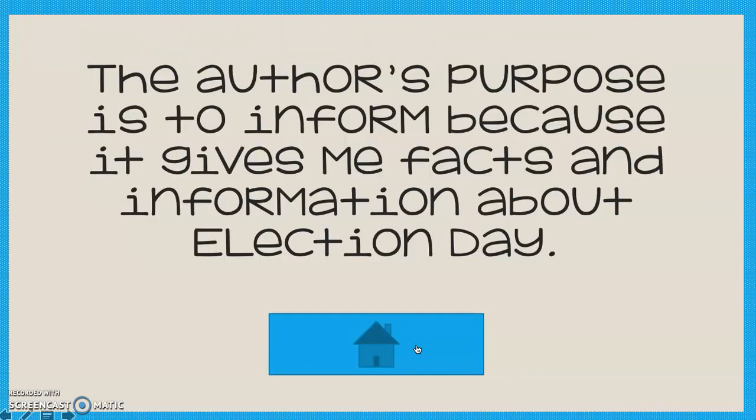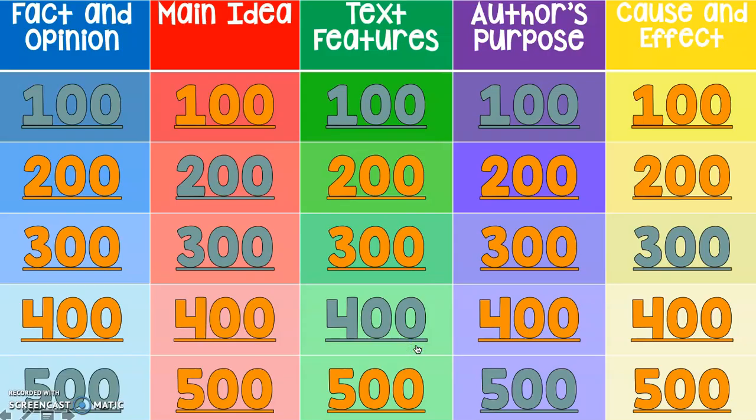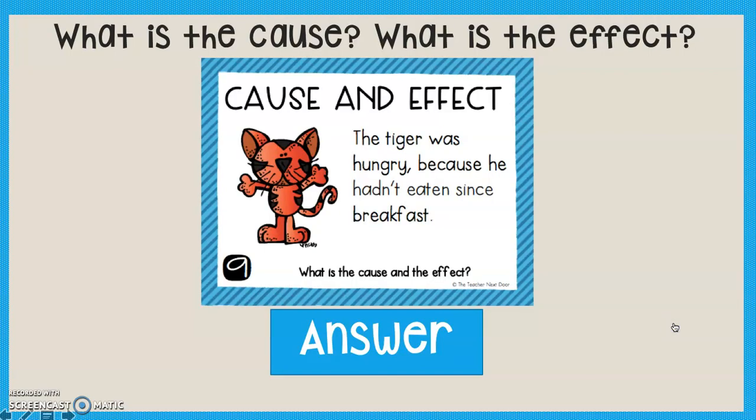Right? The answer, the author's purpose is to inform because it gives me facts and information about Election Day. So if you had something similar to that for your reason, go ahead and give yourself, I believe it was 500 points on that one. All right, let's go to cause and effect for 400. What is the cause? What is the effect? The tiger was hungry because he hadn't eaten since breakfast.